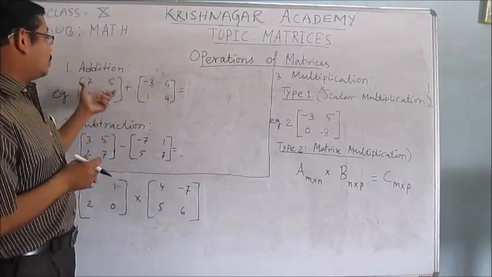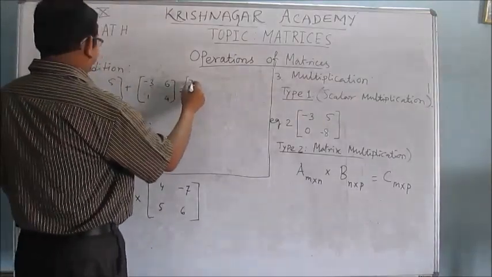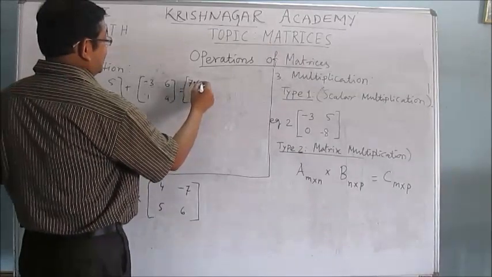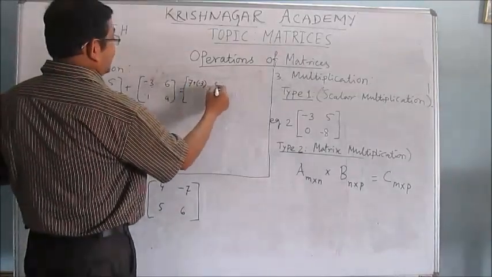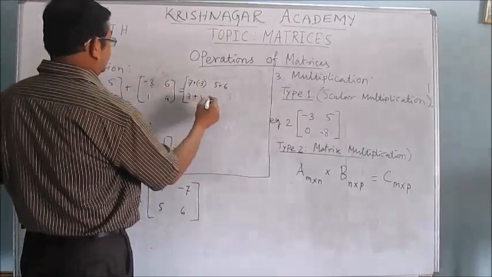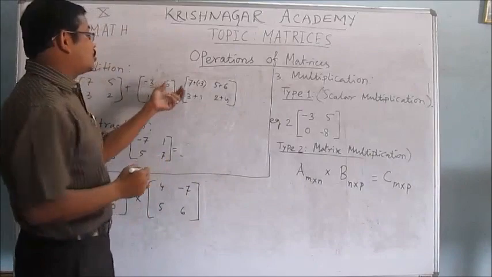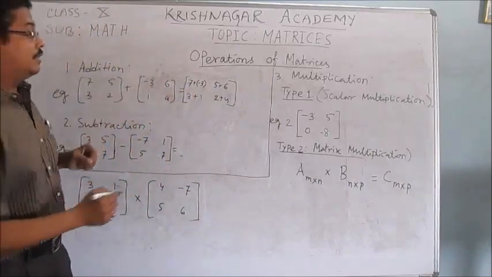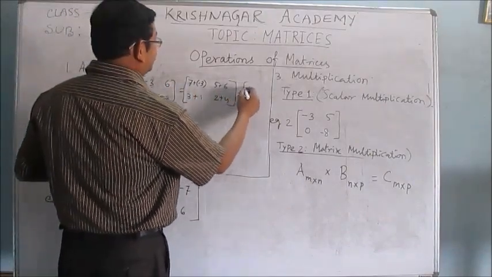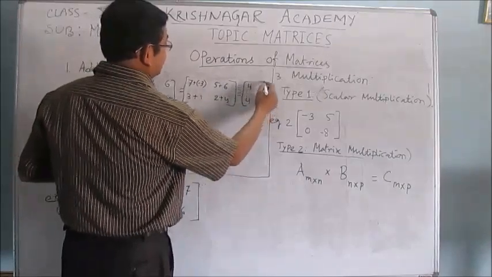Now see what will be the answer after addition. 7 plus minus 3, 5 plus 6, 3 plus 1, 2 plus 4. These are all corresponding elements you have to add. And the final answer will be 4, 11, 4, 6.